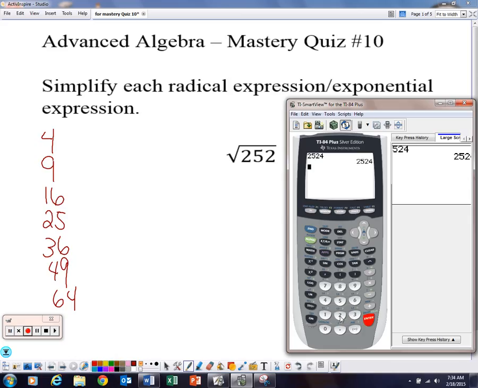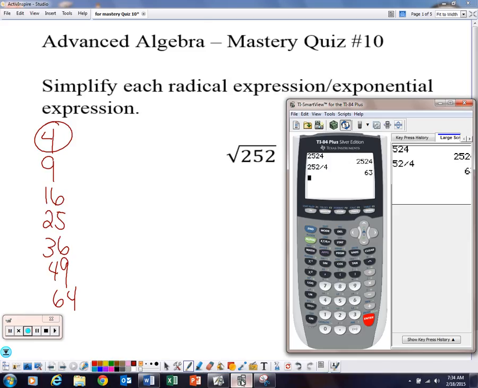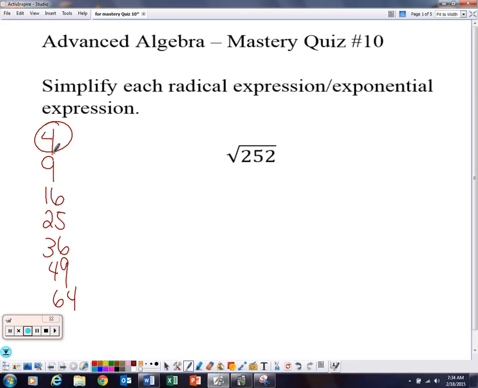Whoops, I did that wrong. Let me do that again. 252 divided by 4. There we go. Oh, 4 does work, but is 4 the largest perfect square that will go into 252? So let's keep going here. Let's see if 9 works. Wow, look at that. 9 also works. So is 9 the biggest perfect square?